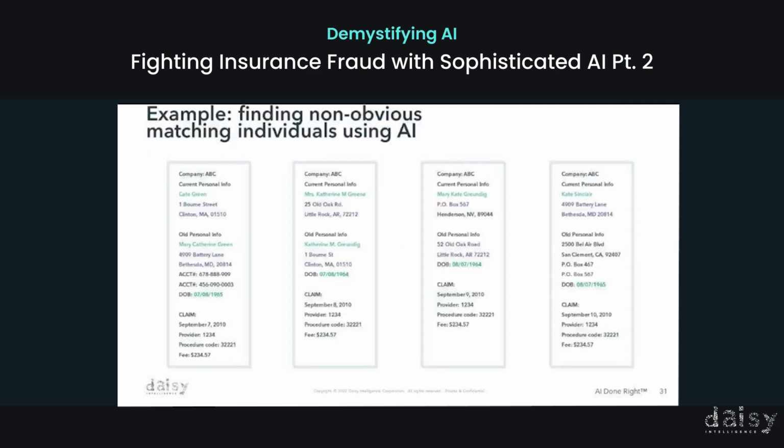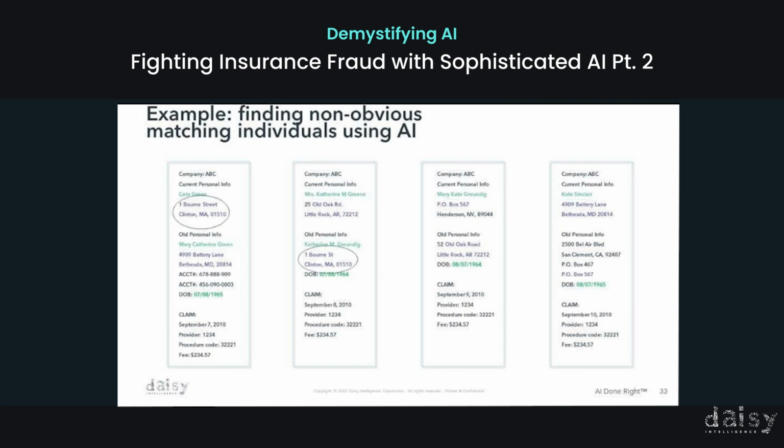So here's an example. If we look at the bottom, there are 4 claims, occurring one day apart, same procedure, same dollar amount. And if we look at just the top row of personal information, well, those look like 4 different people. Now, if we have all the variations of personal history, we can see, oh look, Catherine, Kate Green, and Kate Grundig. There's something in common in the name. We can see some of these records are connected, with similar names.